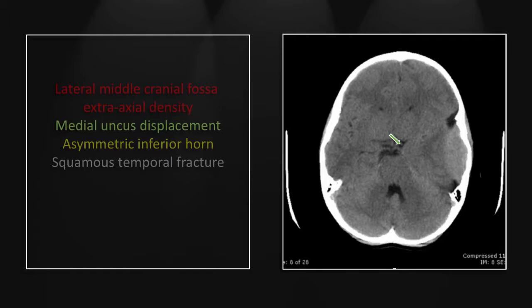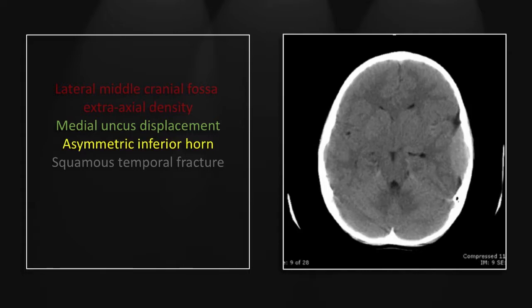Here there is medial uncus displacement, obliterating the left aspect of the prepontine cistern, and here it is seen slightly deforming the adjacent left cerebral peduncle. There is an important additional finding, that of a dilated, deformed, elevated, and medially displaced inferior horn of the left lateral ventricle, which can be an important indicator of the presence of mass effect.